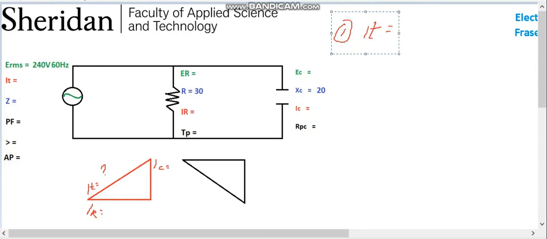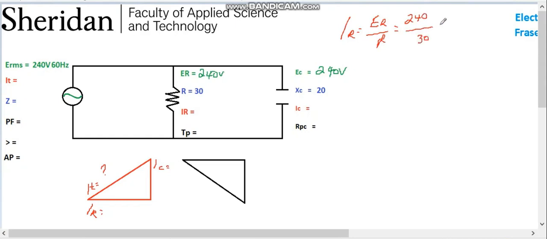So the first thing we're going to do is find out my amperage at the resistor and my amperage at the capacitor, because I know what my voltages are going to be because it's parallel. And I'm telling you that the voltage there is going to be 240. So now we can find my amperage at the resistor. My amperage at the resistor equals my voltage at the resistor divided by my resistive value. So 240 divided by 30, nice even number. So I've got 8 amps. I'll put that in there, and I'm going to put it over here too, 8 amps.